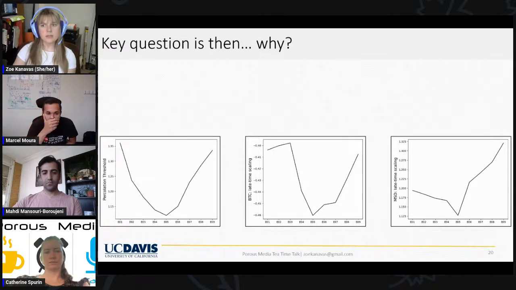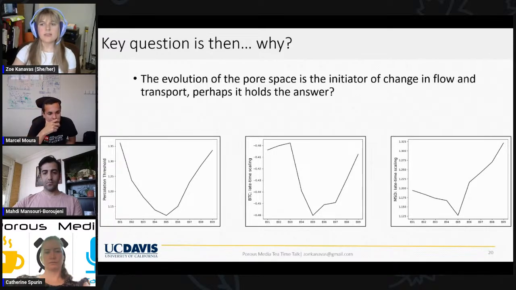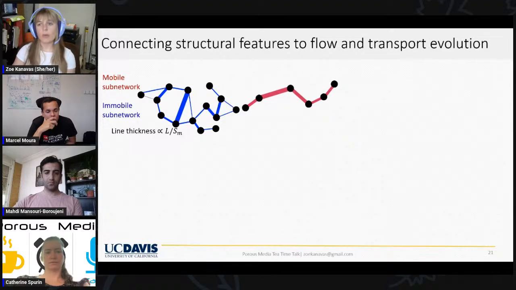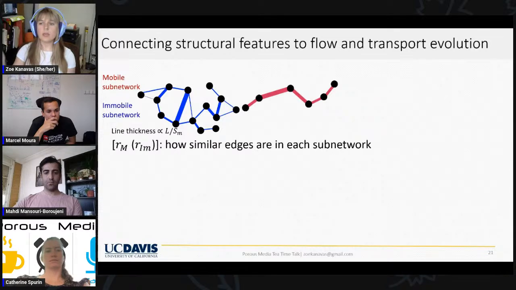But what is the cause? As the evolution of the pore space is the initiator of change in flow and transport, we return to structural analysis to find this answer. So we are going to return to our investigation of the pore space's structural organization. Remember, to do this, we first separate the edges in the mobile region from the immobile region. And after creating our two subnetworks, we measure how structurally similar adjacent edges are in terms of their arc length over pore throat metric. Then we plot the ratio of the mobile region similarity to the immobile region similarity.